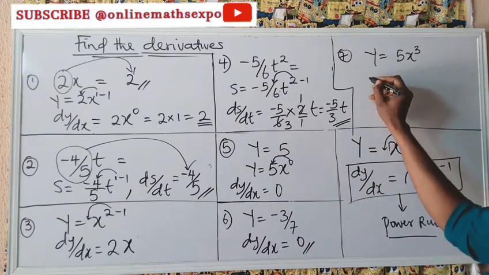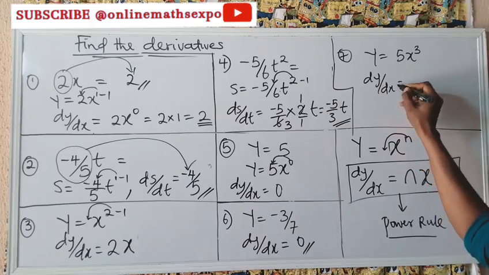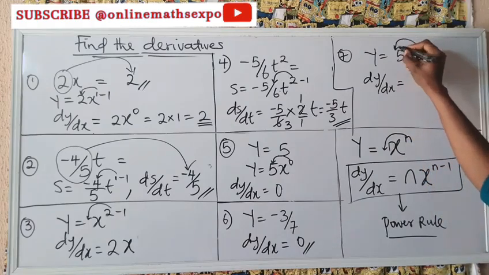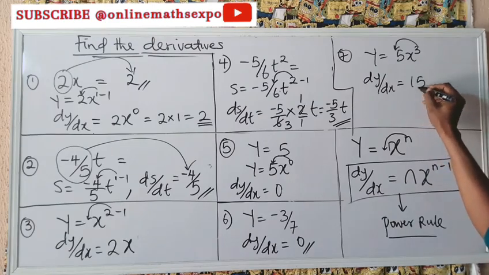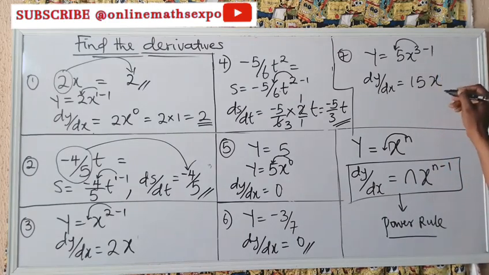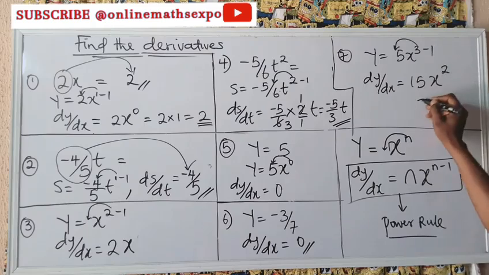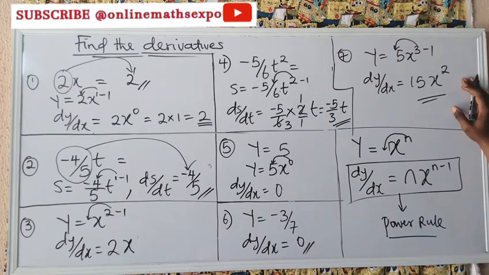We have this. So we have y, the x is equal to, use the power to multiply. 5 multiplies 3 is 15x. Remove 1 from the power, it will give us 2. So this is what we get in differentiating.